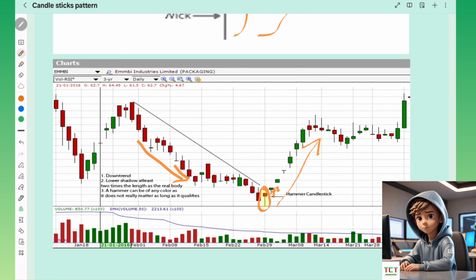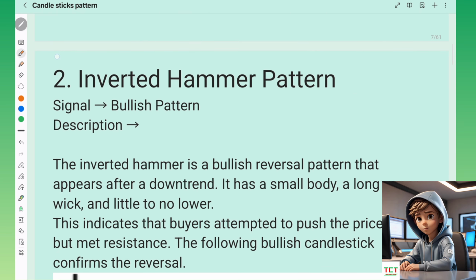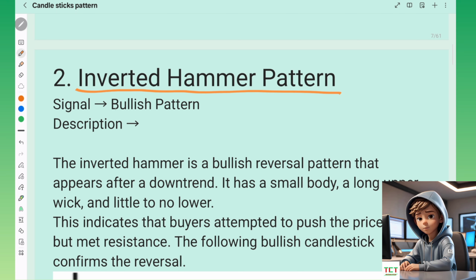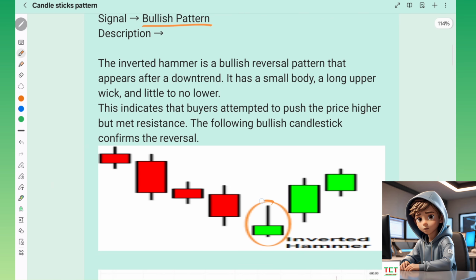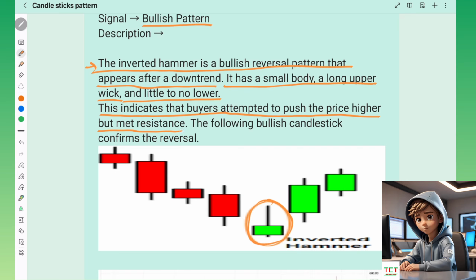So the next up in bullish signal patterns is the inverted hammer pattern. Looks the same as the hammer pattern, but inverted, that is. In this, the wick is upward and the candlestick body is below the wick. As written, the inverted hammer is a bullish reversal pattern that appears after a downtrend. It has a small body, a long upper wick, and little to no lower wick. This indicates that buyers attempted to push the price higher but met resistance. The following bullish candlestick confirms the reversal.